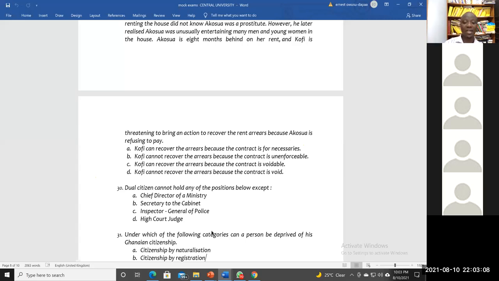Good. Being a dual citizen, there are certain positions that you cannot hold. So what are those positions? A, chief director of a ministry. B, secretary to cabinet. C, inspector general of police. D, high court judge. Our mind will have to go to the provision on the dual citizen, which is obviously Article 8. We will just remind ourselves of what it says, but that will not provide the answer. We still need to go to some other provision.